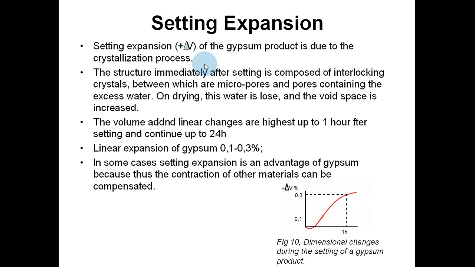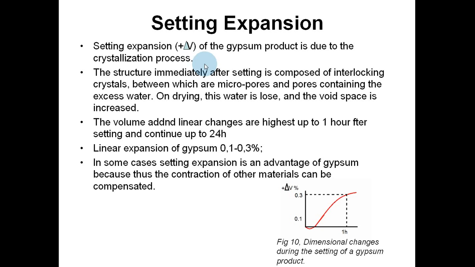Setting expansion. The setting expansion of the gypsum product is due to the crystallization process. The structure immediately after setting is composed of interlocking crystals, between which are micropores and pores containing the excess water. On drying, this water is lost and the void space is increased. The volume and linear changes are highest up to 1 hour after setting and continue up to 24 hours.